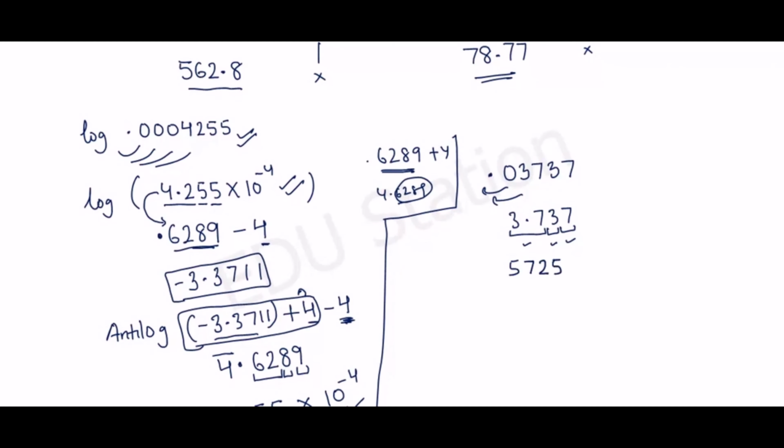5725. We put a point. This is 0.5725 into 10 raised to power minus 2, which is minus 2 plus 0.5725, which is negative 1.4275. This is our final answer. Log of 0.03737: first we converted to this format, subtracted 2. This is our final answer.